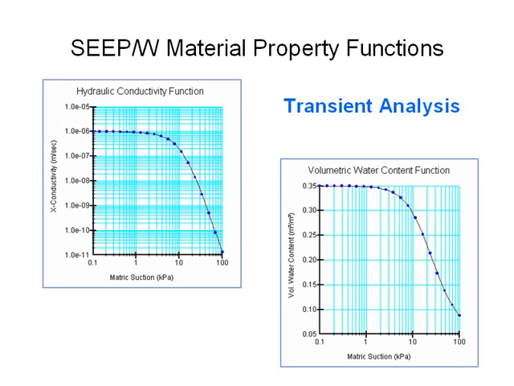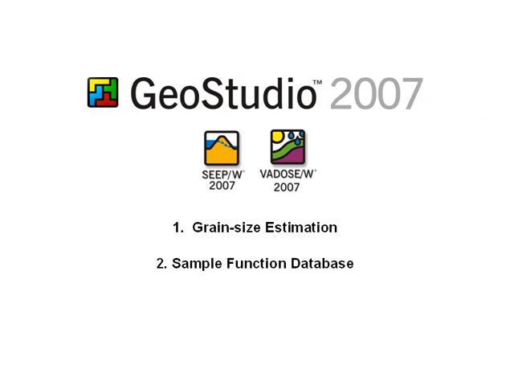In GeoStudio 2007, these material property functions can be input manually as individual points, or they can be estimated using two available estimation options: using grain size data or utilizing the sample function database.